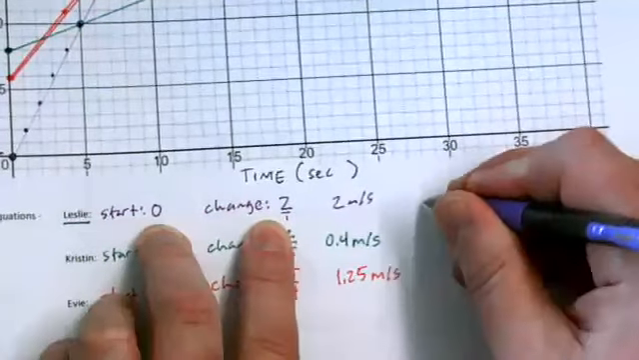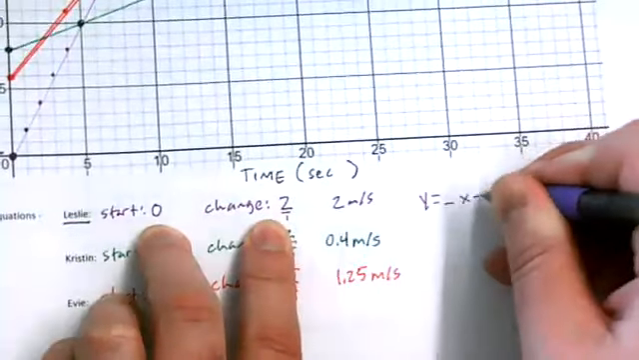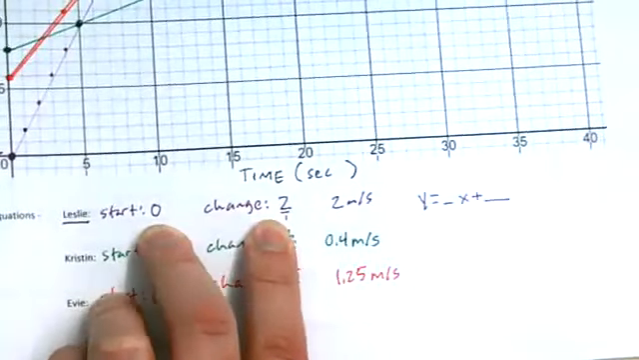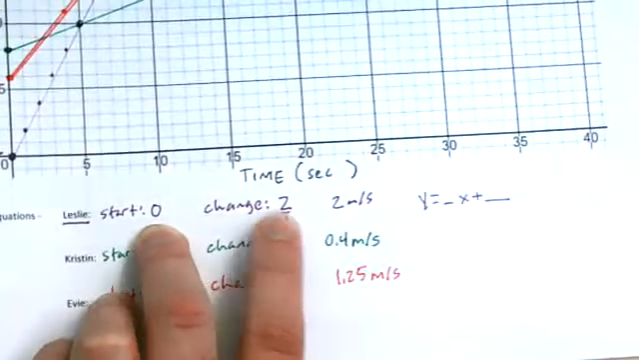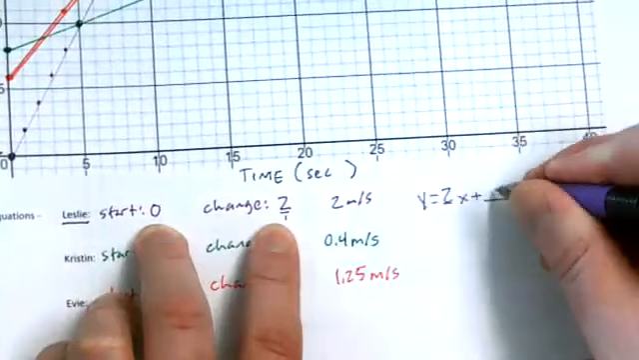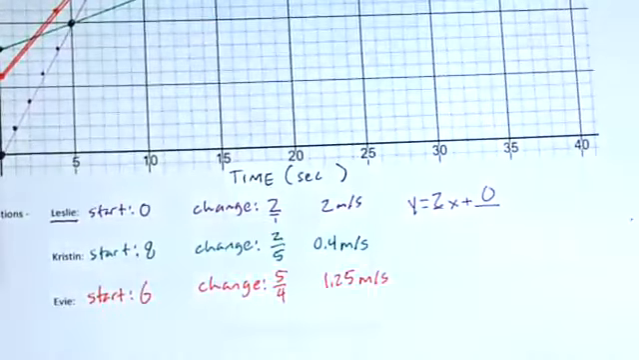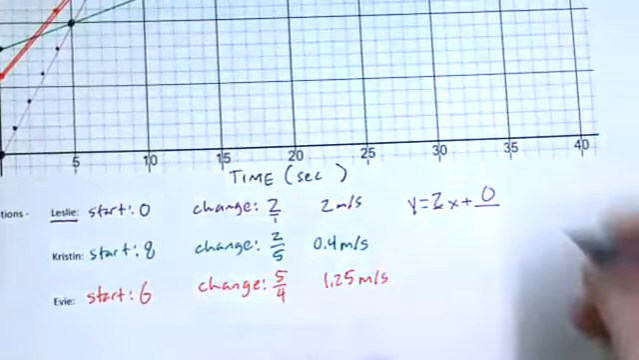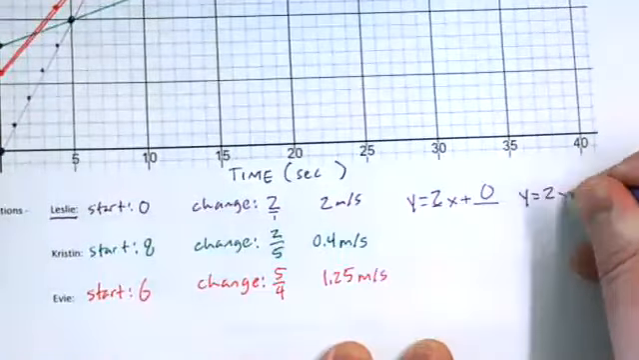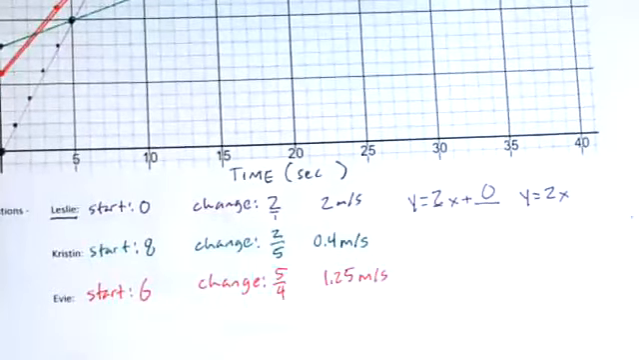So Leslie is y equals something x plus something. What 2 numbers are going to go into that equation? 2 and 0. We just got to get the right one in the right place. So y equals 2x plus 0 for Leslie. I might actually write that y equals 2x instead. It's the same thing. It's a little bit shorter, a little bit more simplified.